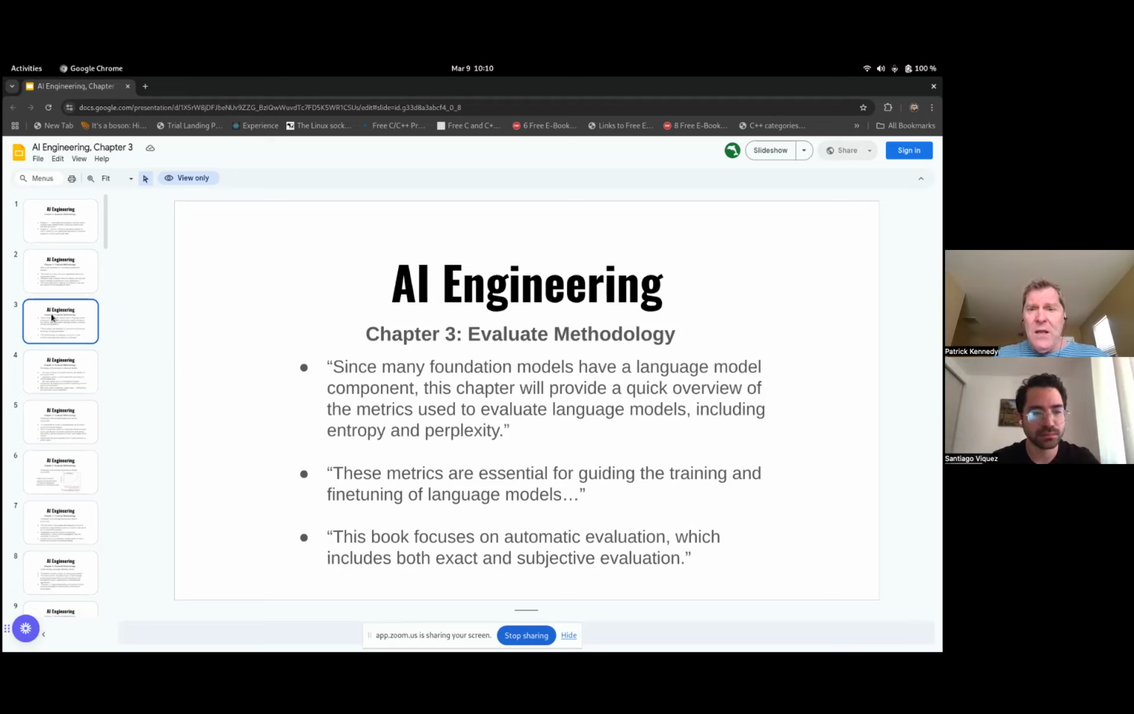So since many foundational models, are you guys still there? Yes, we're here. Oh, okay, great.